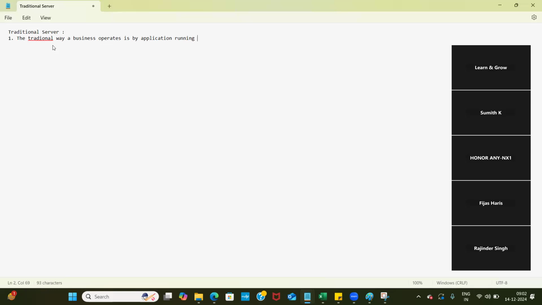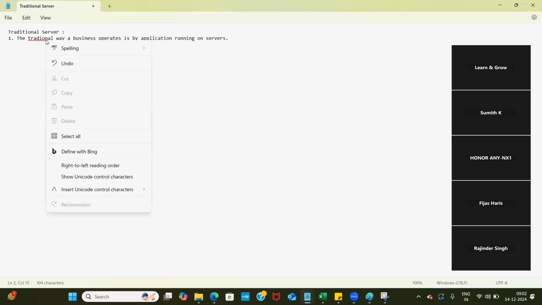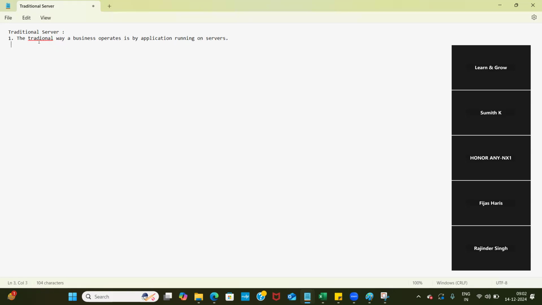Application running on servers. So on a server, each server having what? Each server having one application. That is a very big disadvantage, right? So for each application you use one server. So that was the thing earlier.